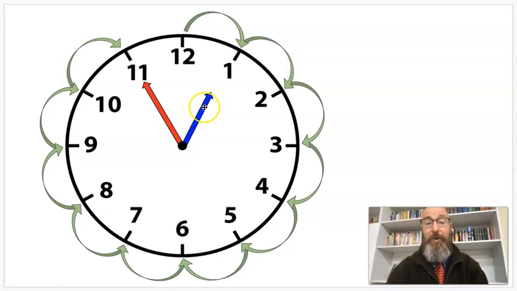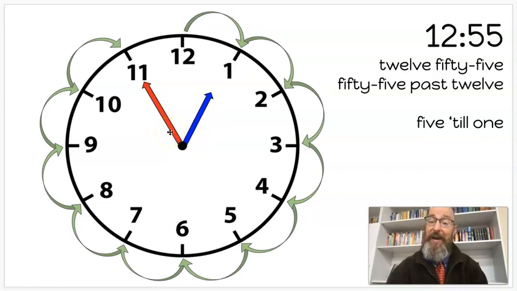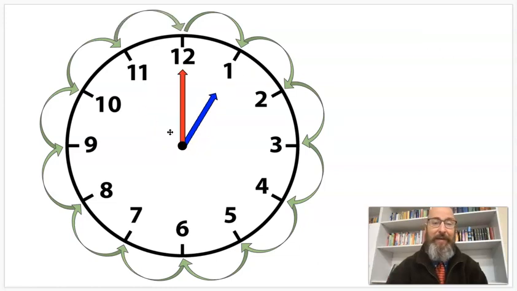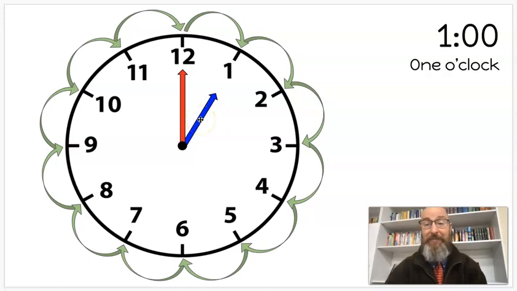Again, it's getting close to the 1, but it's still not there, so it's still a 12. Count with me by 5s. 5, 10, 15, 20, 25, 30, 35, 40, 45, 50, 55. So it is 12:55. 5 till 1. And last, it's made it all the way back around. An hour has passed, and look at the hour. It's pointing at the 1. It's finally 1 o'clock because an hour has passed.